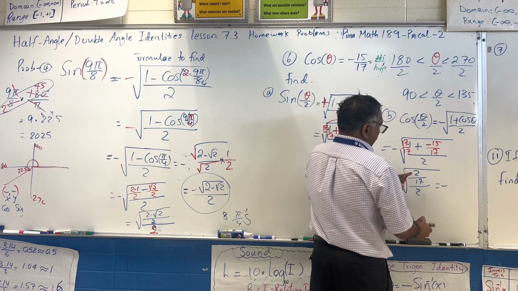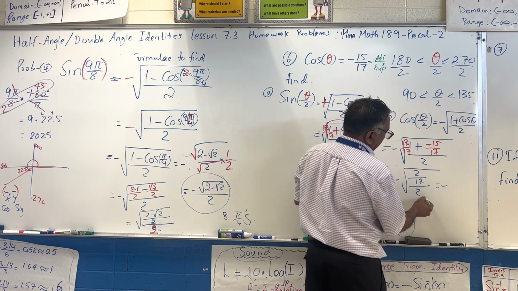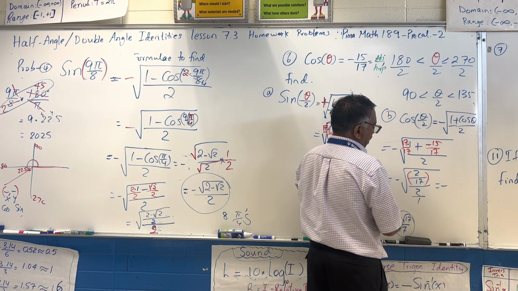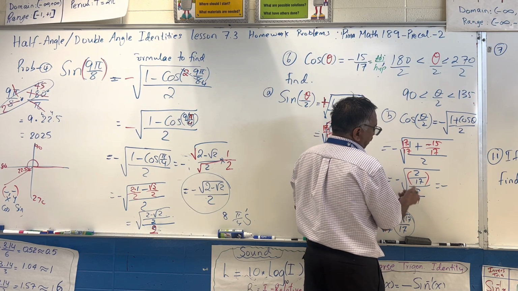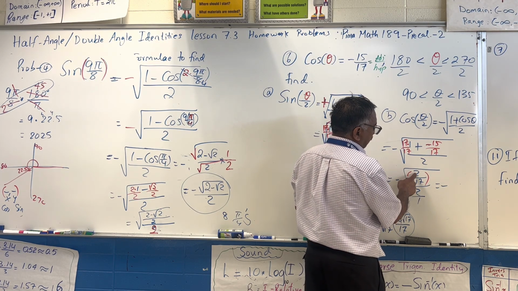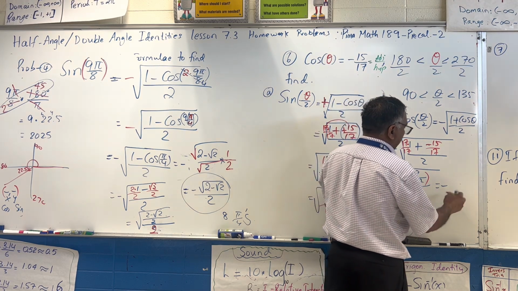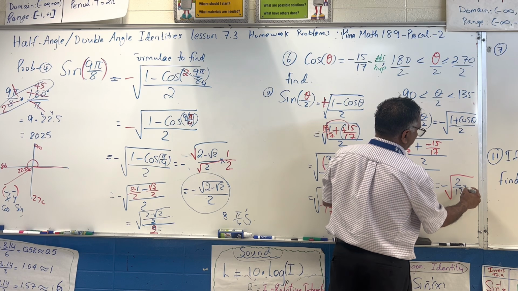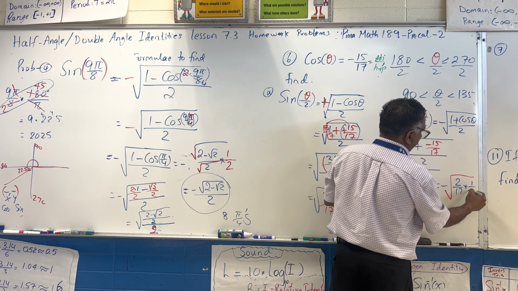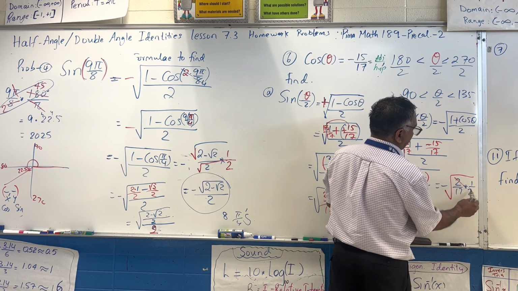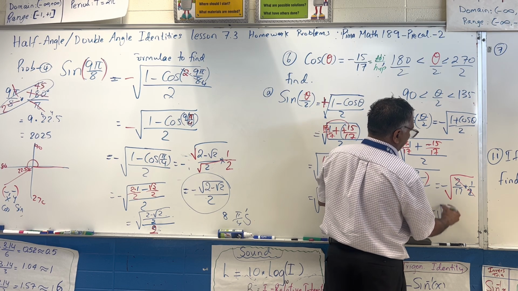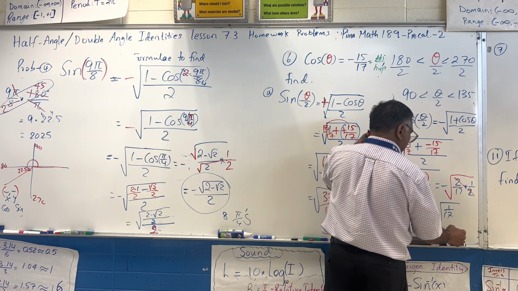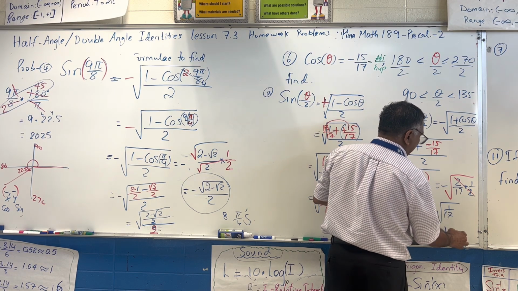Then this is over 1, so keep, change, flip. Or you can also cross this out, this 2 goes away, but let me write one more step here. 2 over 17 times 1 over 2, so this 2 goes away, you get 1 over 17, and that is the square root of 1, which is 1.